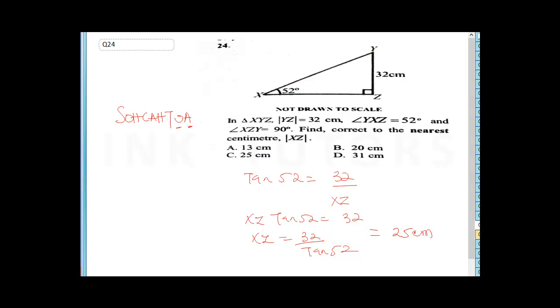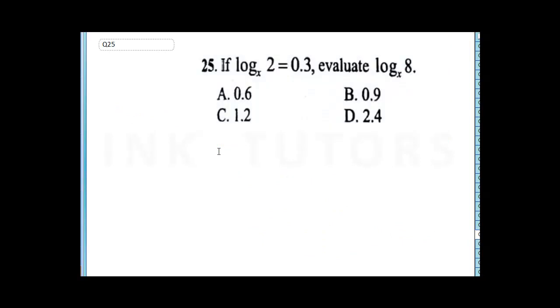Okay, the next question, question 25, says if log_x 2 is equal to 0.3, evaluate log_x 8. Now look at this. You need to know how to play with your numbers of 2. We're asked to evaluate log_x 8. Remember that 8 is 2 raised to power 3. So this is going to be log_x 2 raised to power 3. Now we're trying to represent this in terms of log_x 2 so that we can evaluate. Remember the rule of logarithm, which says log A^C is equal to C log A.